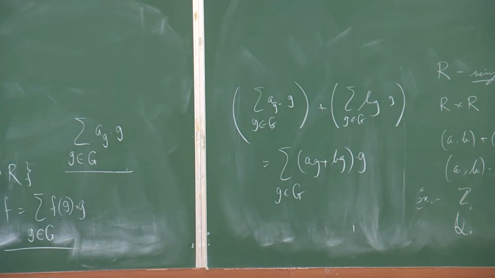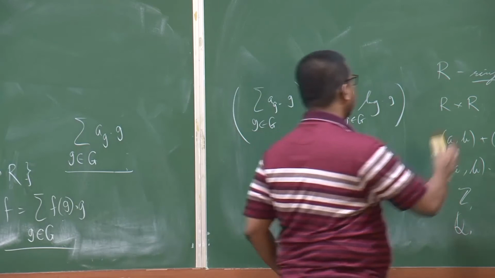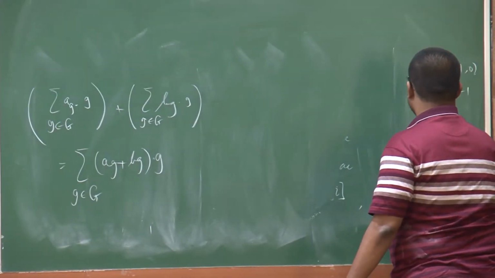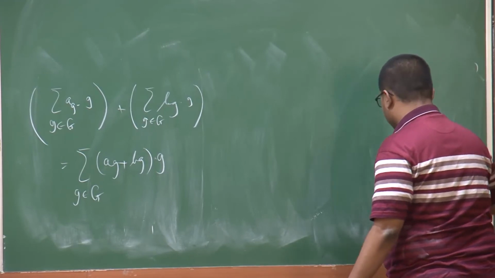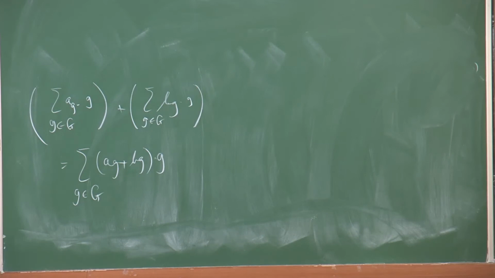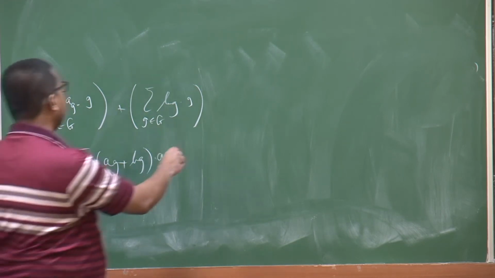So basically, corresponding to every group element G, we add their coefficients, and this makes sense because we are dealing with a finite group. Now we have to talk about its multiplication. It is convenient to define the multiplication symbolically using this notation. Then of course I will tell you how it is defined at the level of functions. So first let me do it symbolically.